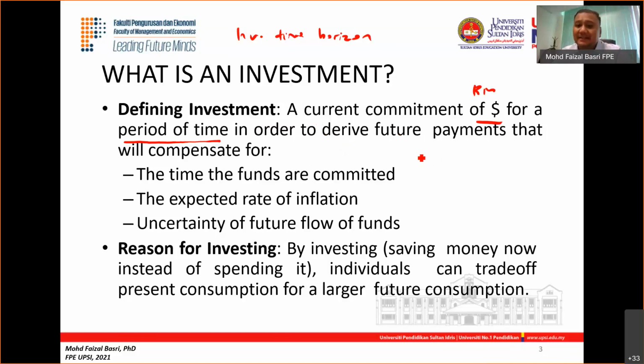you can put it as a sacrifice of current commitment on current consumption. Let's say again, I give an example: if you have 10,000 ringgit, what can you do with 10,000 ringgit? You can do a lot of things. You can go shopping, go travel, by using that 10,000 ringgit. But instead of spending, you have to sacrifice. You don't spend that 10,000; instead you keep it or you invest it. That's why we call it a sacrifice of current consumption.